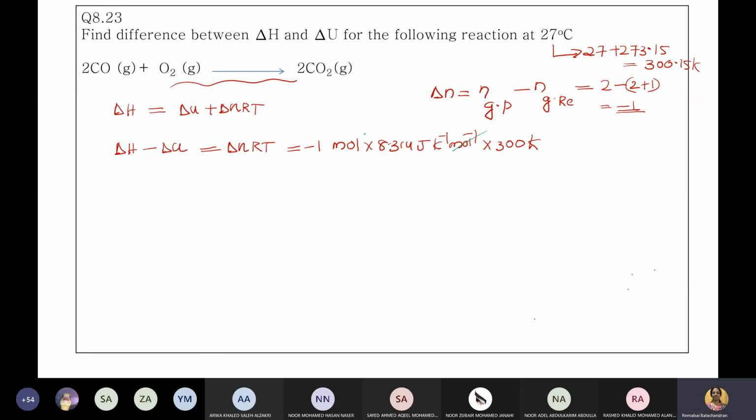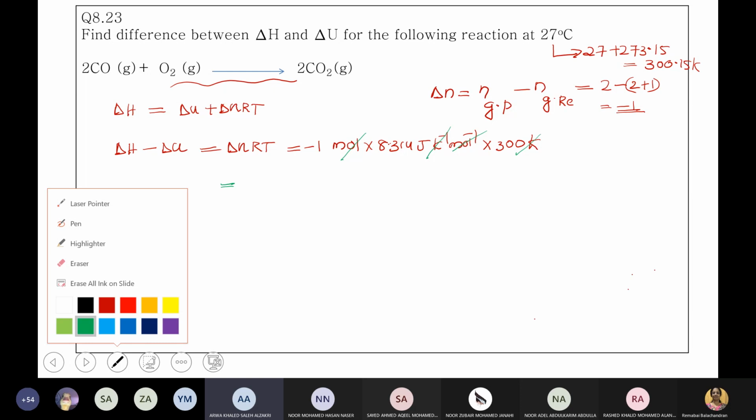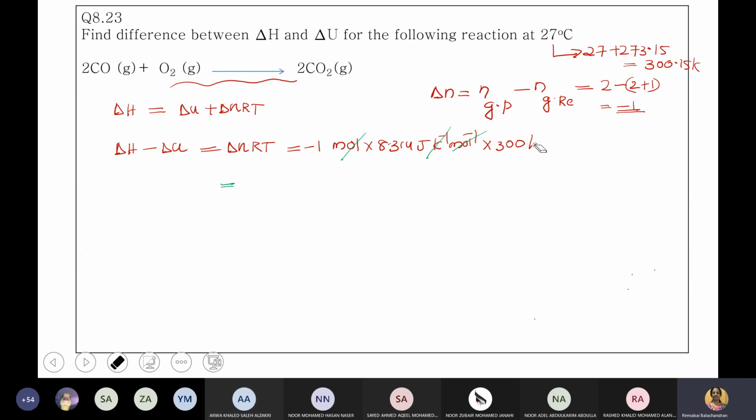Mole inverse, Kelvin inverse. You said before, if the equation is for compression, it must be 1 mole. Just a minute, 1 second. I forgot to write the 0.15. One second, I'll come back to you.